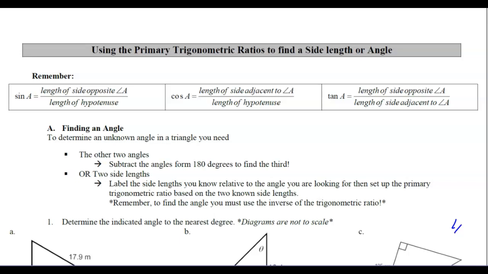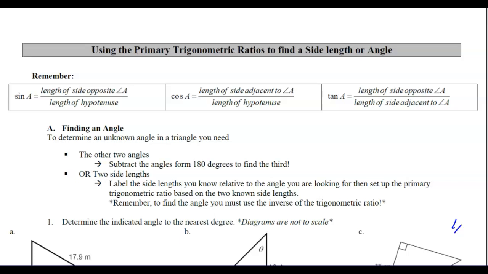Okay, so finding an angle, that's what we're going to do first. And we started learning how to do that using our calculator yesterday. Okay, so in order to find an unknown angle, if we know two angles, we can obviously subtract them from 180 to get the missing angle. If it's a right triangle, then we already know one of them is 90, so we could just subtract one of them from 90. That's what the remaining two have to add to.